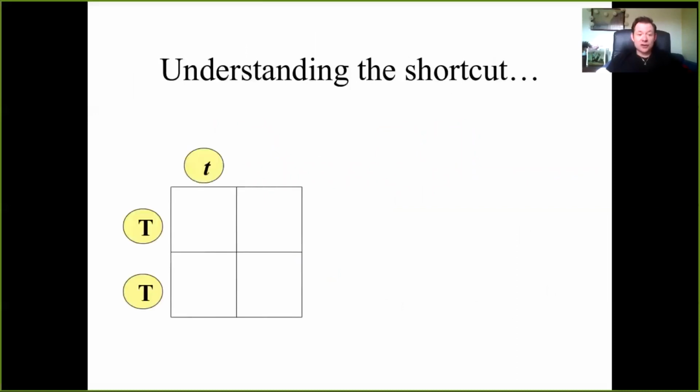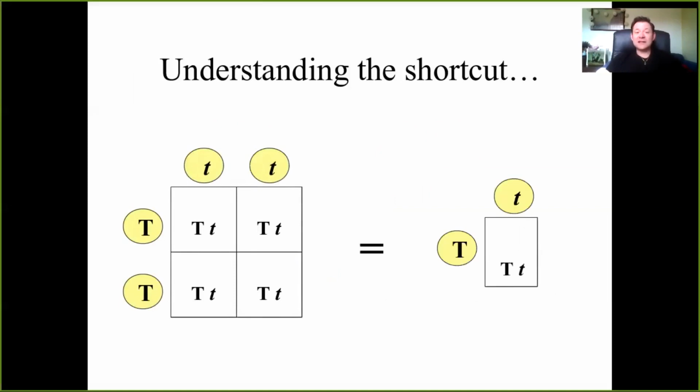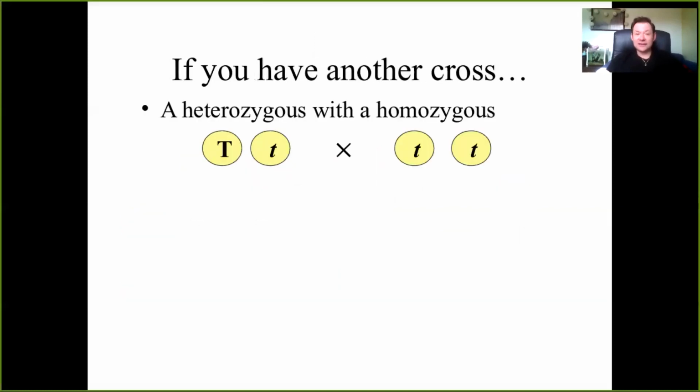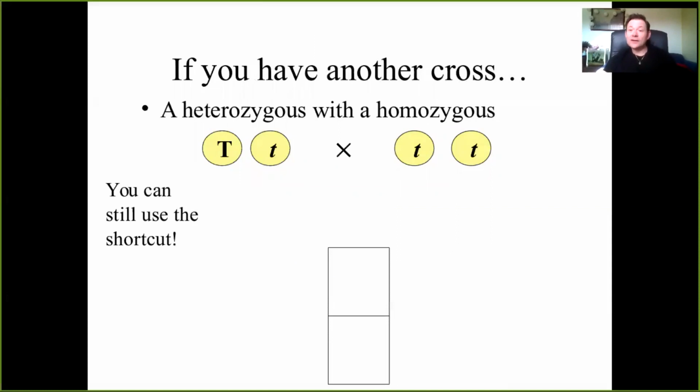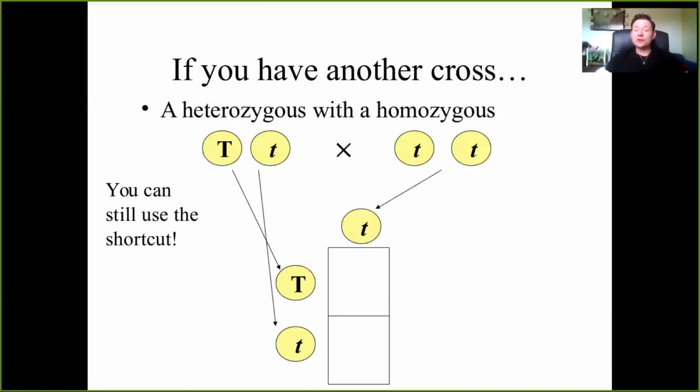You don't need to use a group of boxes. I think you understand the shortcut, but just to summarize it here, this equals this. Genotypes, 100%, phenotypes, 100%. If you have another cross, however, a heterozygous with a homozygous, so for example, big T, little t, mating with an organism that is 2 little t's, you can still use the shortcut, just not quite as short. So there we go. We know we can get the big T or the little t gametes from the heterozygous organism, and from the homozygous, we know we can only get the little t. So this is our shortcut Punnett square.